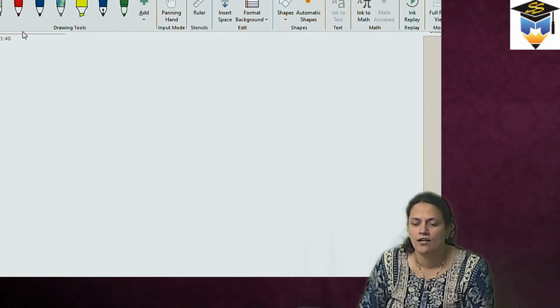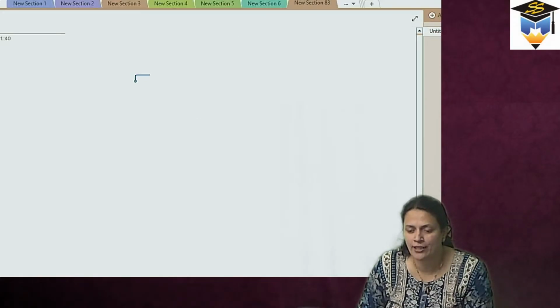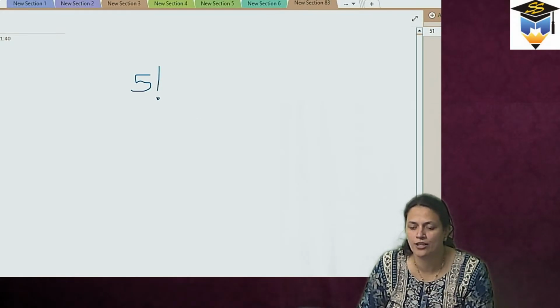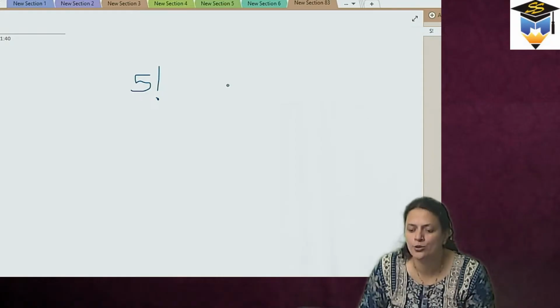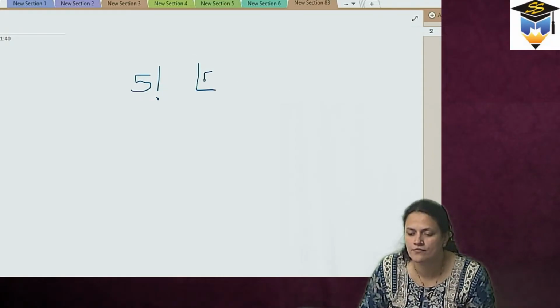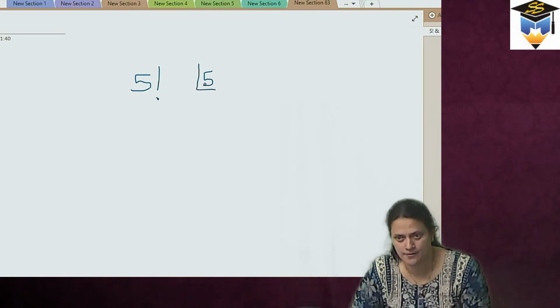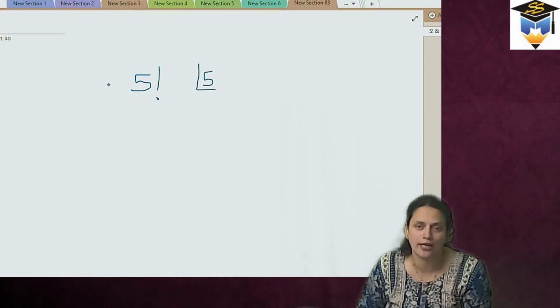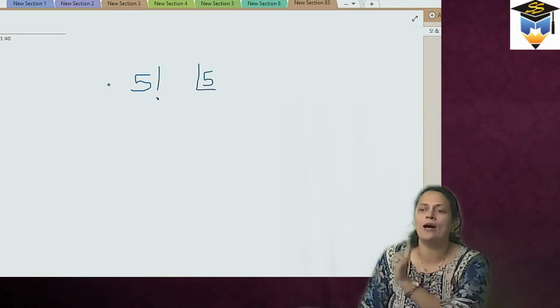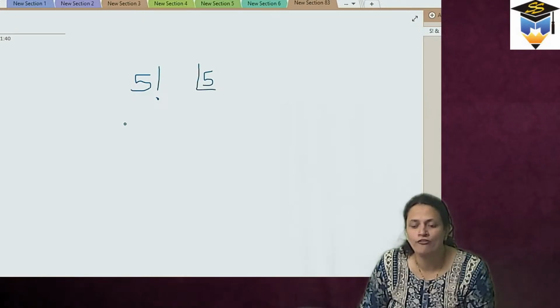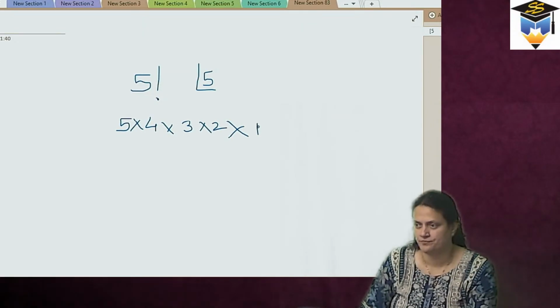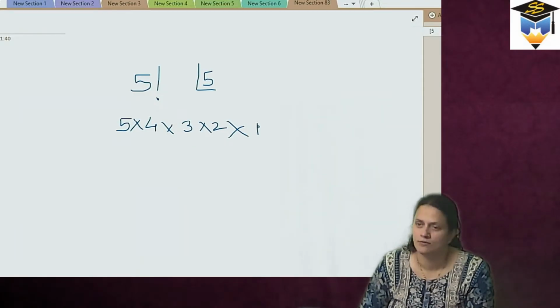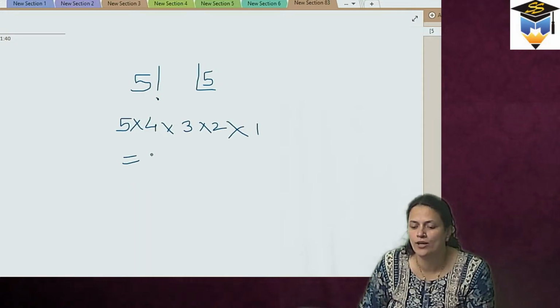If I say 5 factorial, okay, you have to find out the value of 5 factorial. So this is how 5 factorial is represented, or you can represent it as this. Both are factorial signs. Okay. Now when we talk about factorial, 5 factorial, start from 5 and go up to 1. So the value of 5 factorial is going to be 5 into 4 into 3 into 2 into 1. Can you tell me what is the value? 120. So 5 factorial is equal to 120.